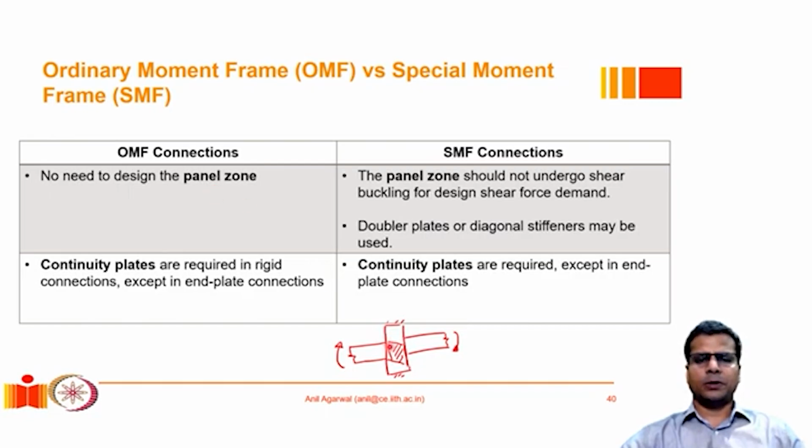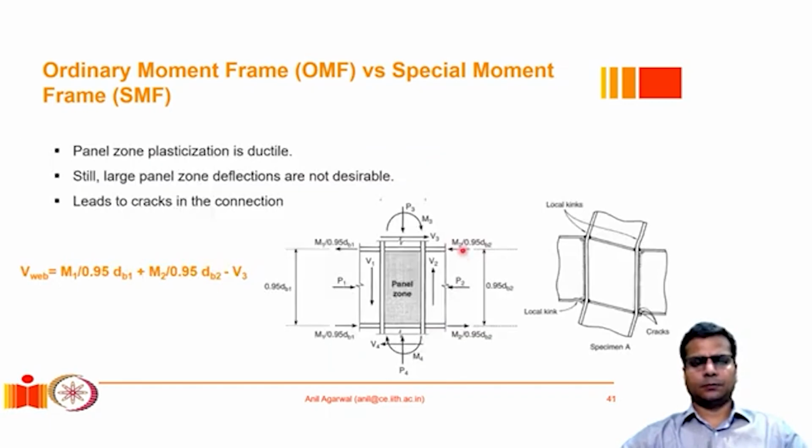In the special moment resisting frames, however, we have to check the behavior of the panel zone. Even though it can deform in a very ductile manner, excessive deformation here can lead to instability of the column itself. Therefore, we should make sure that the panel zone, even though it may plasticize to some extent, should not undergo shear buckling. So those requirements have to be satisfied. And continuity plates are always required except in the end plate connections.